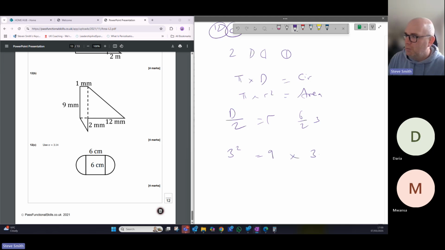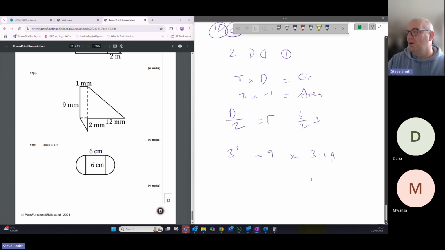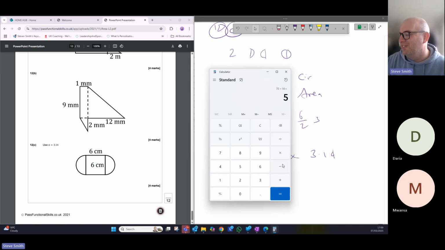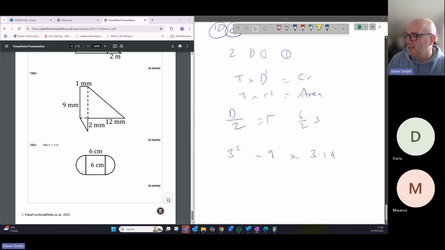Times by pi, 3.14. Let's get a calculator. We should be able to do that, shouldn't we? Let's just do it on a calculator. 3.14 times 9. Yes. Sorry, I'm just challenging myself. It's the end of the day. I need to wake up, don't I? 28.26.